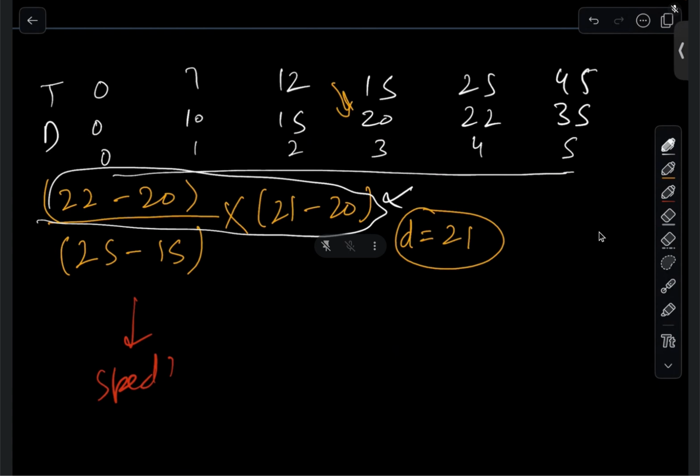So first divide, first multiply, and then divide, and then you will have your answer. Okay, so this is the obvious solution. This is what I did and it would work.